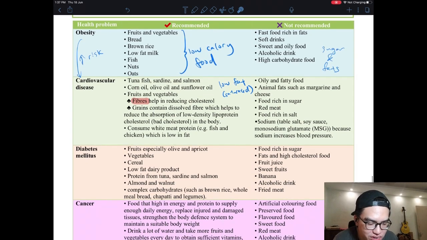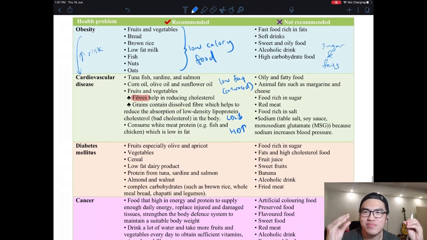So, reducing cholesterol. Grains contain dissolved fiber, which helps absorb LDL. LDL is a bad cholesterol. So we need to decrease our LDL, and we need to increase our HDL, high density lipoprotein, which is the good guy cholesterol, which the eggs contain. So don't throw away your yolks. Throw away your KFC. That is more practical. People yap about cholesterol in eggs, yet they eat KFC and McDonald's, which I don't understand at all. It makes no sense.